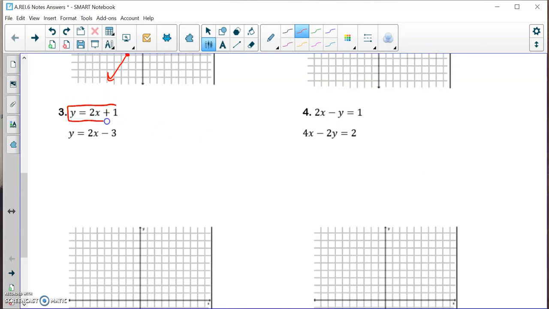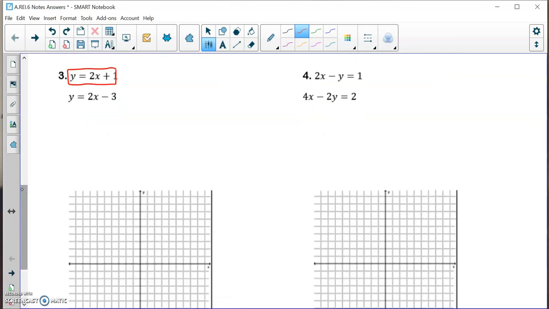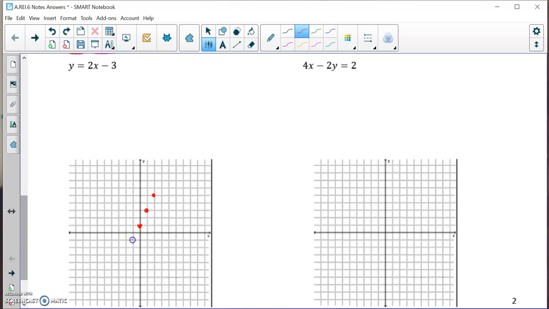I'm going to graph my top equation in red, just how I have been doing it always. My y-intercept is a 1, and my slope is a positive 2, which means I go up 2 and over 1, up 2 and over 1, or I could have gone down 2 and over negative 1, same thing. But this is what my red line looks like.